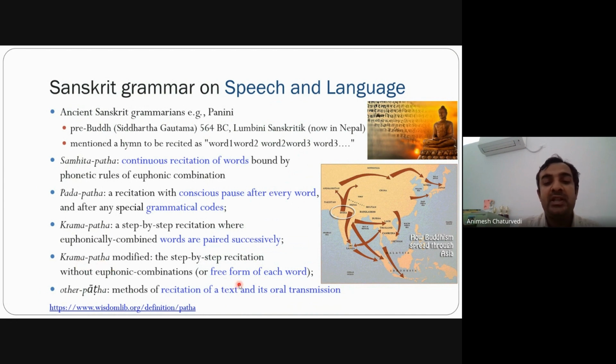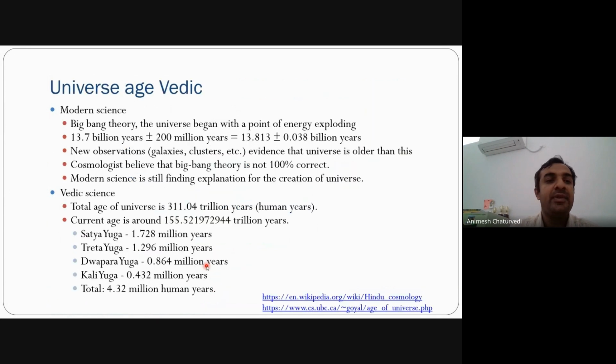Then karma patha, that is free from each word, where euphonic combination could be there, like some continuous flow of speaking, and other patha, like recitation of text, means text and oral information was being communicated, transmitted, that type of information. So apart from all these things, our Vedas had also told about the universal age.